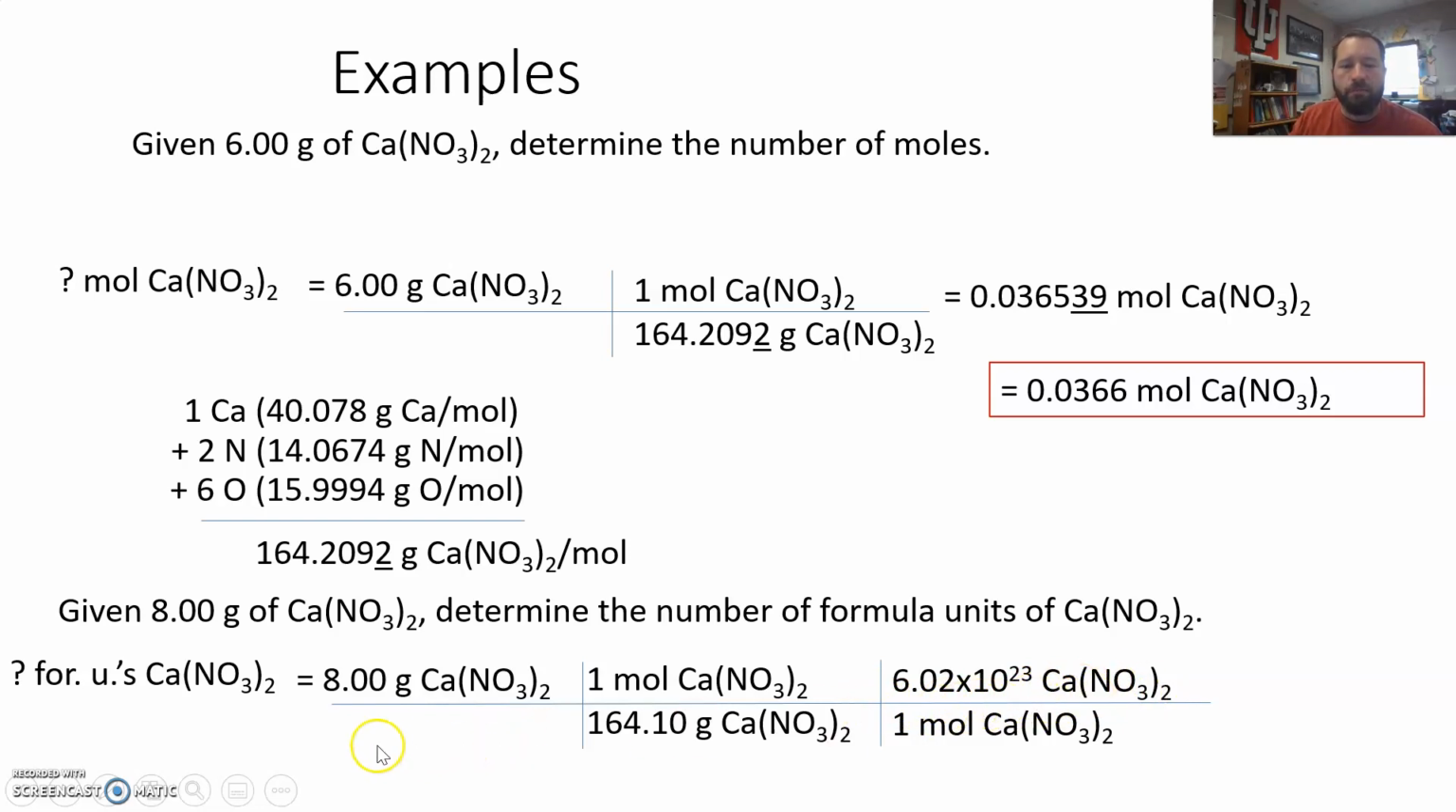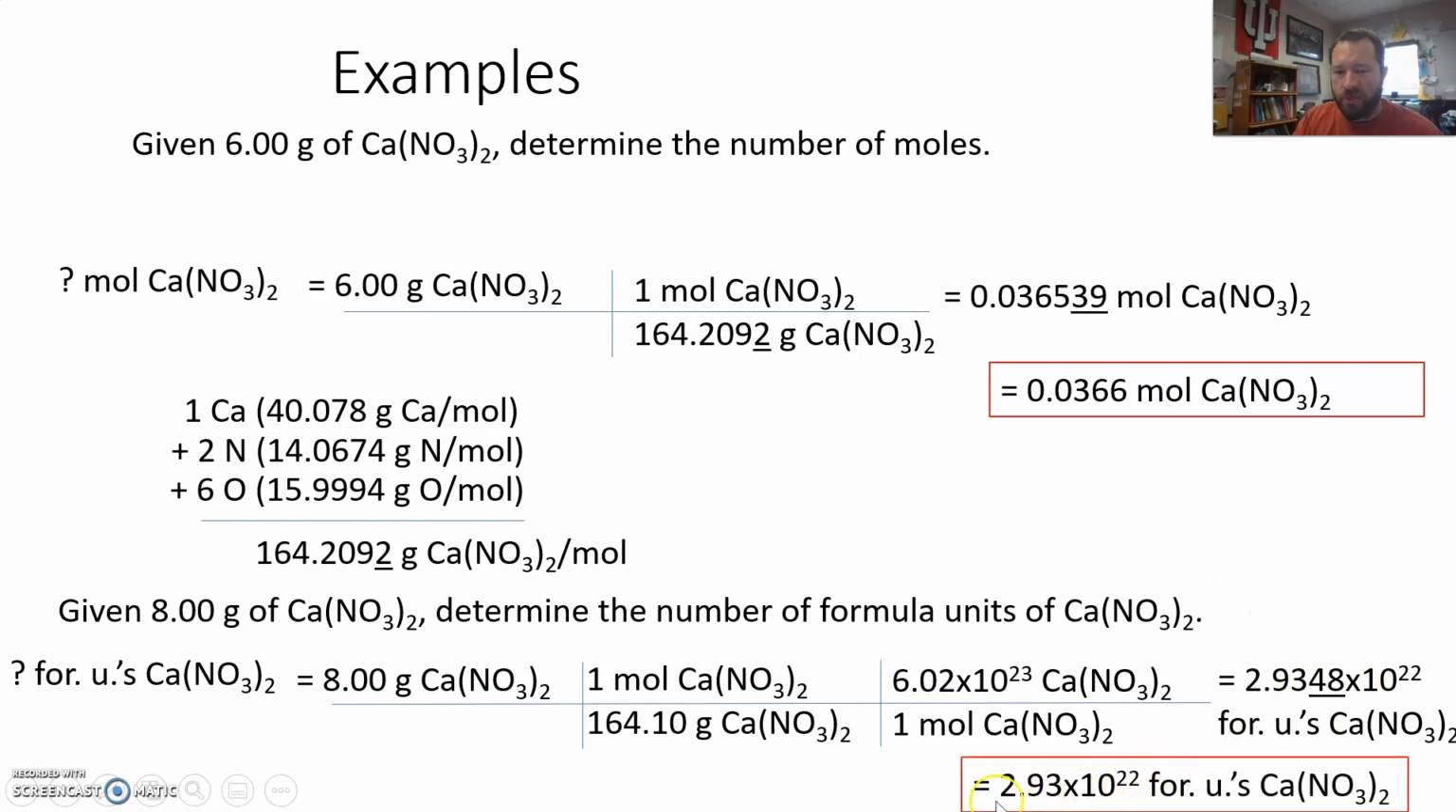So now I've got just some multiplication and division left. 8.00 divided by 164.2092. Again, not sure exactly what happened, why my number changed. We'll run with it for now. Times 6.02, big E, 23. I got 2.9348 times 10 to the 22nd formula units of calcium nitrate. Again, with appropriate significant digits, the 8.00 only has 3 significant digits, so I only have 3 in my answer: 2.93 times 10 to the 22nd formula units of calcium nitrate.